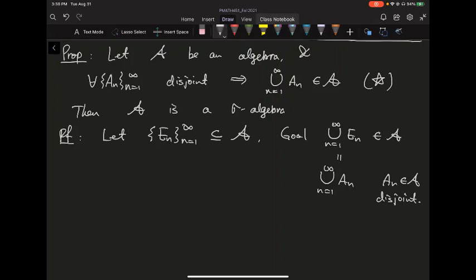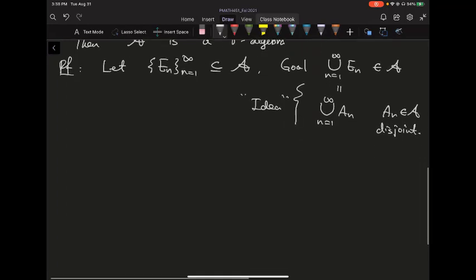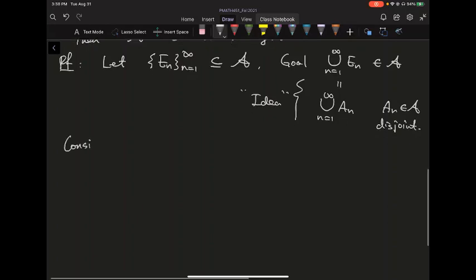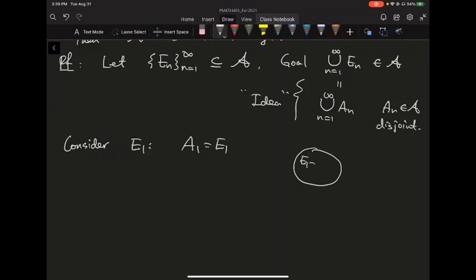So that's the idea. Okay, so here's the idea. All right, so how do we do this? Well, let's just consider them one by one. So let's consider these sets. I want to write it as a disjoint union. E1 is the first one, so I might as well just take everything for A1. So let's just let A1 be E1. Let's draw a picture here. So I have E1, and that's just A1.